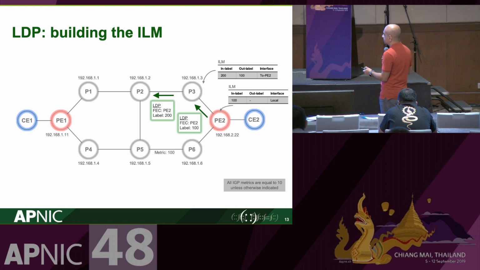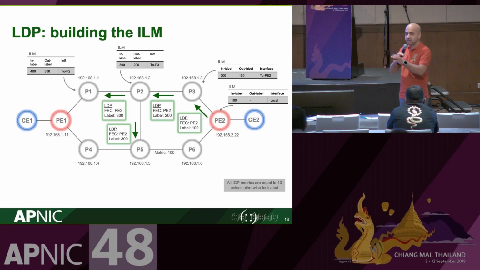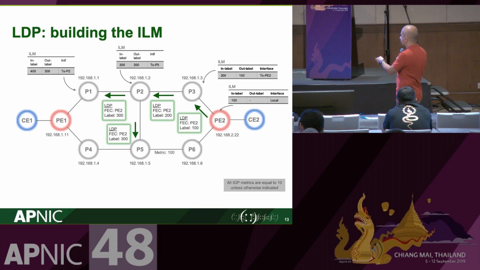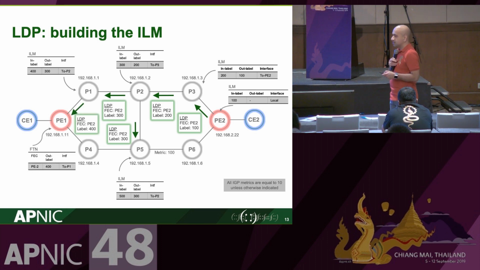And P2 does the same. It allocates a label of 300, sends it to P1. P1 allocates a label of 400, it also sends it to P5, right? Because you're sending labels to all your neighbors. We haven't shown all of them here, just in the interest of saving some space, but it happens on all interfaces. You advertise the mappings on all interfaces. It gets to P1. So P1 now is interesting. Because what is PE1? Is it an LSR? Is it a PE or a P?